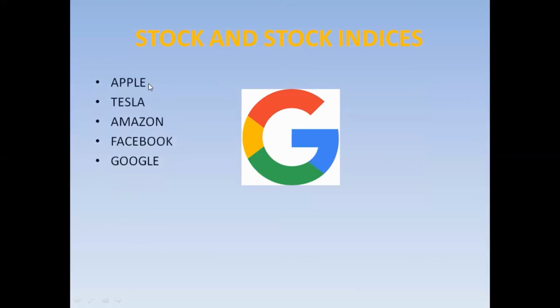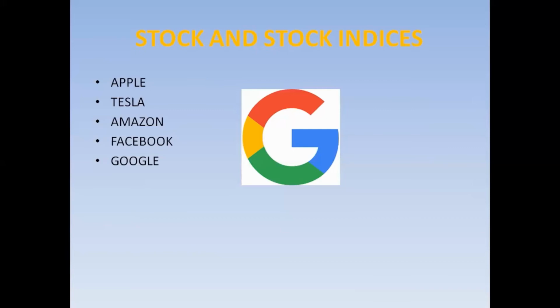Number 1, we have Apple, Tesla, Amazon, Facebook, Google. Facebook is now known as Meta. We all know what Facebook is, guys. It was Facebook for over 10 years before it was changed into Meta. So these are like the top stocks in the United States. These are like the top companies. Stocks are literally just companies that are listed on the New York Stock Exchange or on any other exchange that is out there.